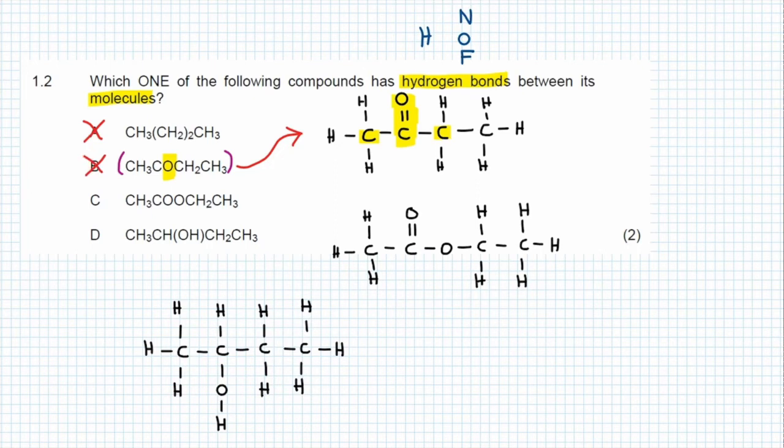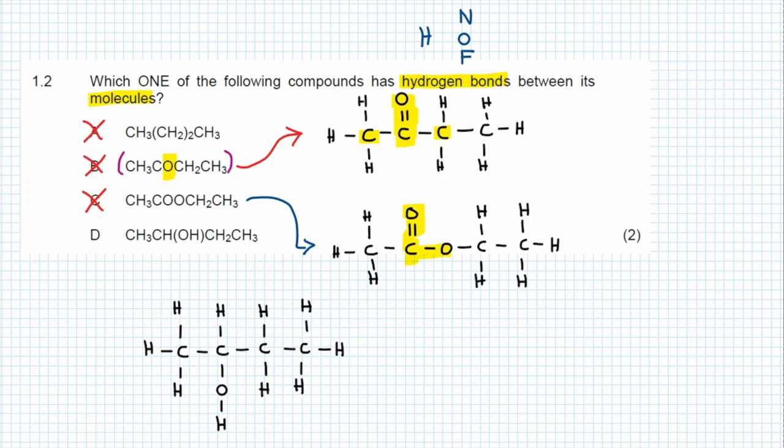Compound C is an ester that I've drawn over here. And an ester also contains oxygen atoms, but those oxygen atoms are not bonded directly to hydrogen atoms. So this compound, esters, do not contain hydrogen bonds.